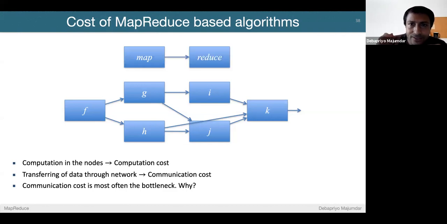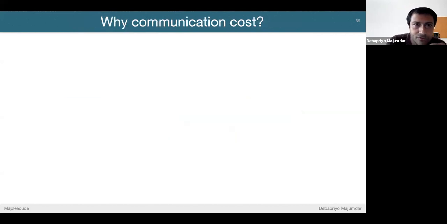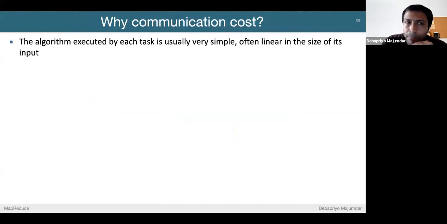And what happens is in MapReduce, this particular communication cost in between is the bottleneck most often. Why? Because the algorithm executed by each task is usually very simple, and often it is linear in the size of input. Just recall all the things that we have done. Reading word, output w comma 1. You just read the data once, right? Matrix vector multiplication, read mij, output i comma mij vj. Matrix multiplication, the join, anything. You essentially read and output. All that you do is wisely choose a key.